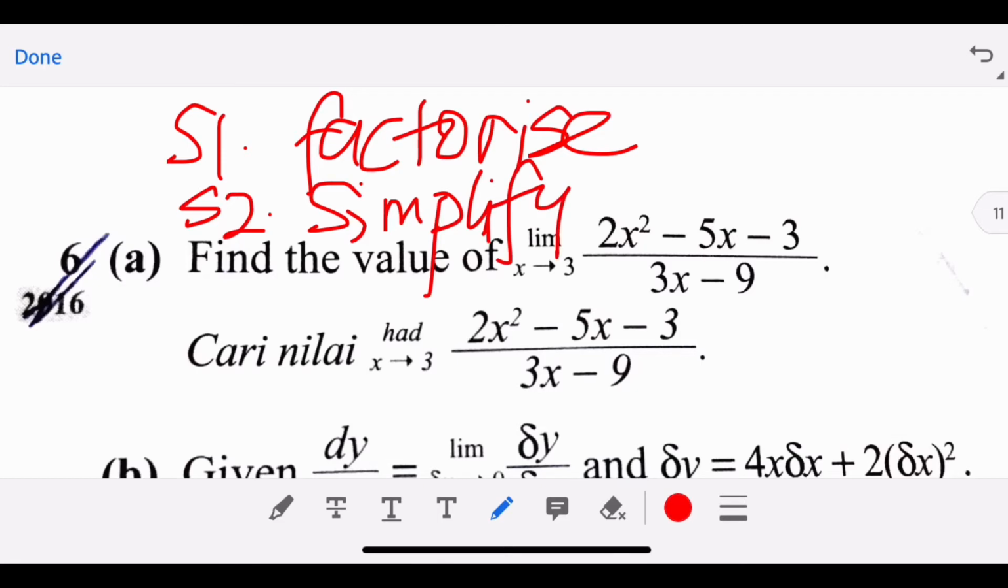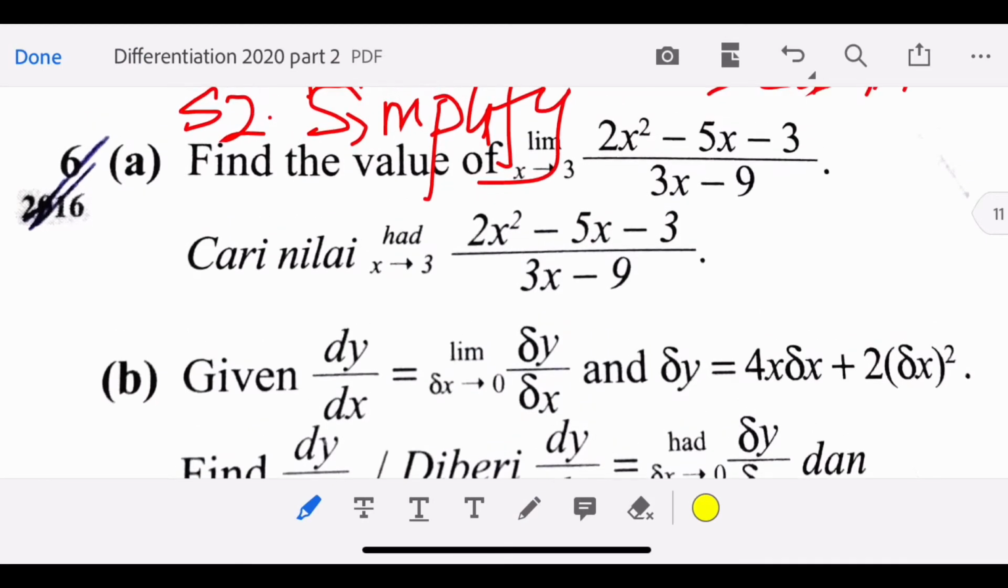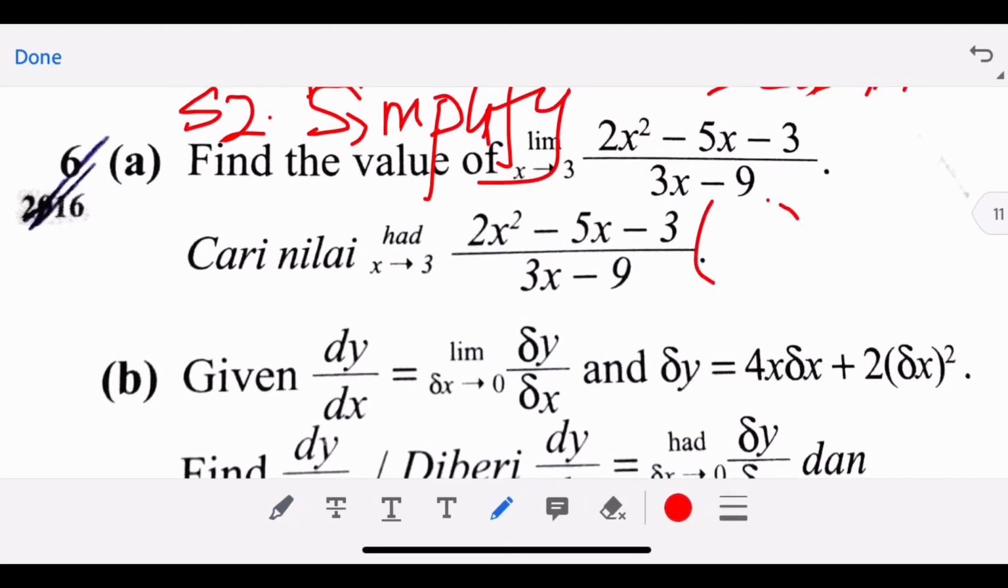FSS. Factorize, simplify, and substitute. Okay, can memorize the steps for limit. Okay, can write FSS. Now we will factorize. We factorize up and down.